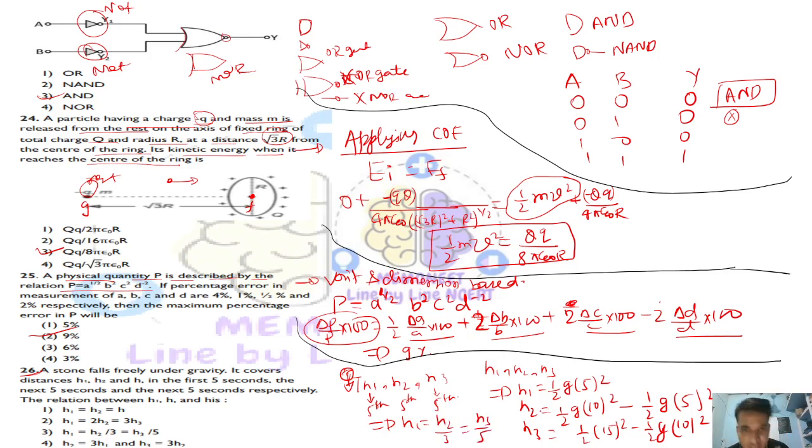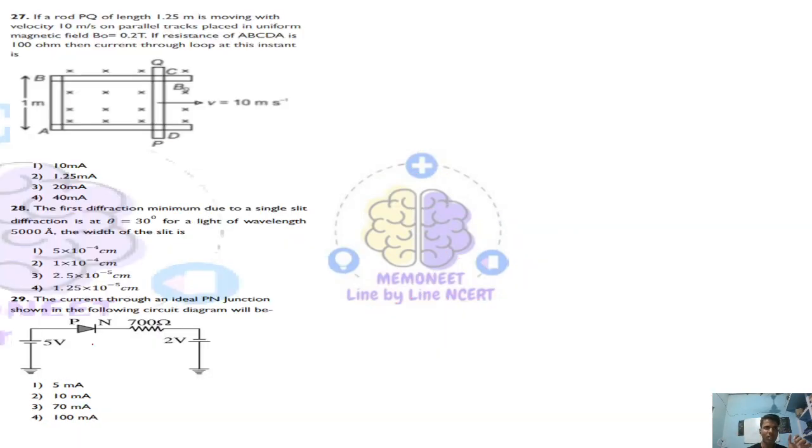You know, to understand the concept: h1 is the first 5 seconds, h2 is the next 5 seconds, which means t equals 5 to t equals 10 interval, and again the next fifth, means t equals 10 to t equals 15 interval. So the answer of this question will be option number 3. Okay, now moving to the next question.